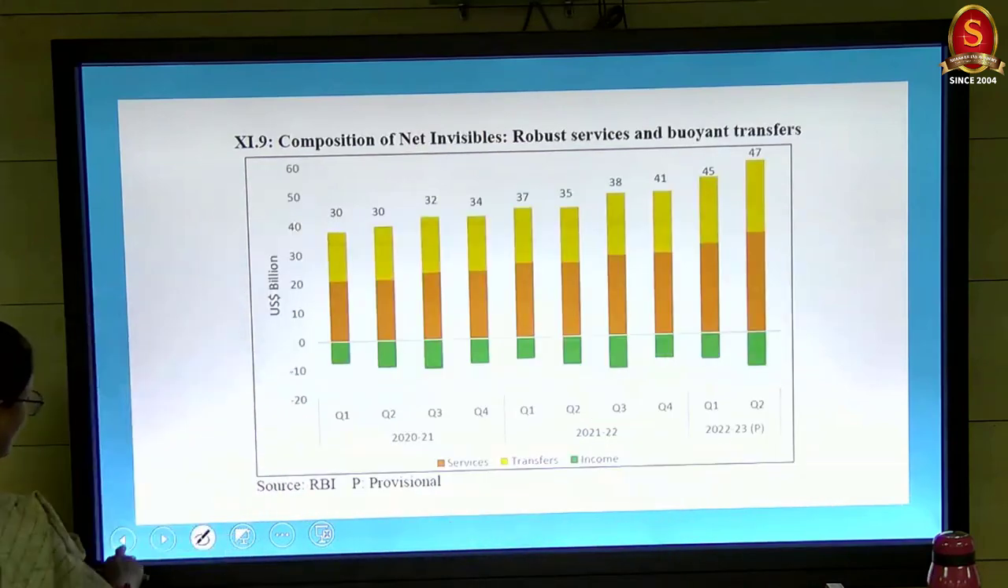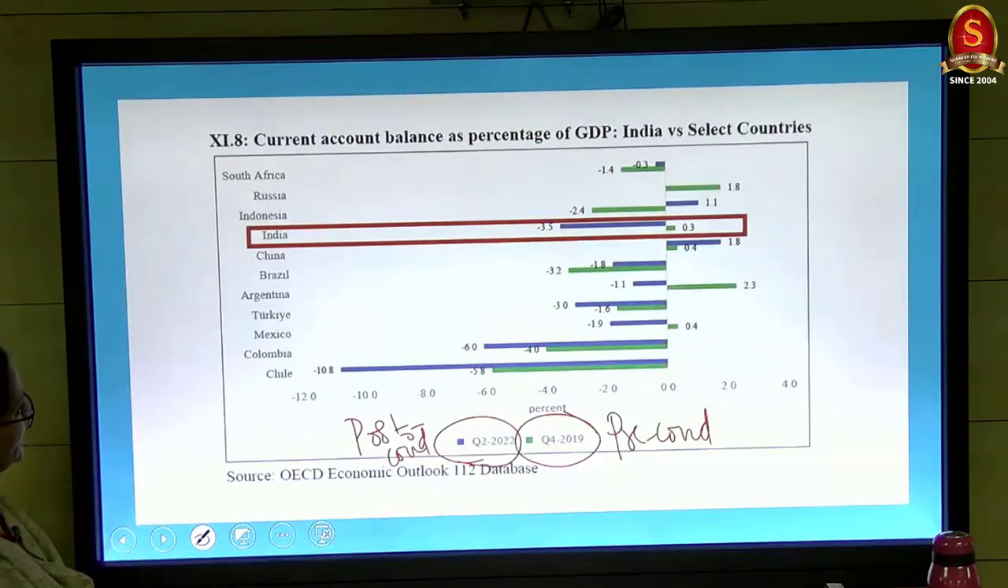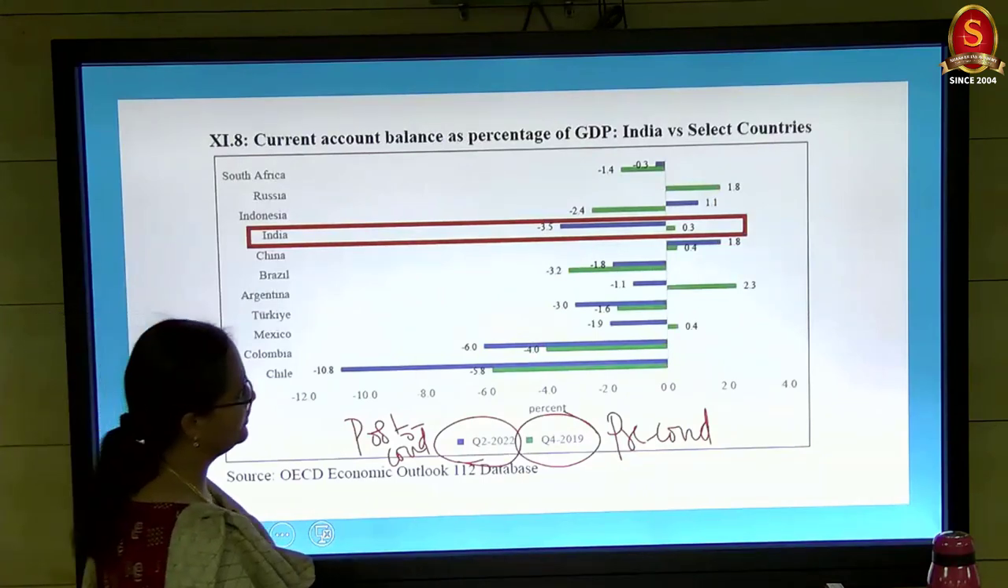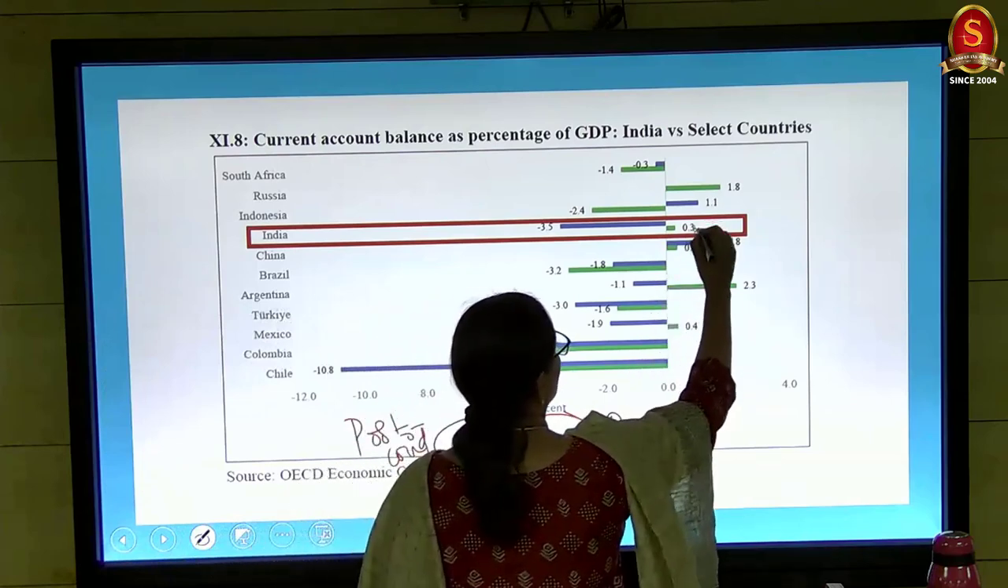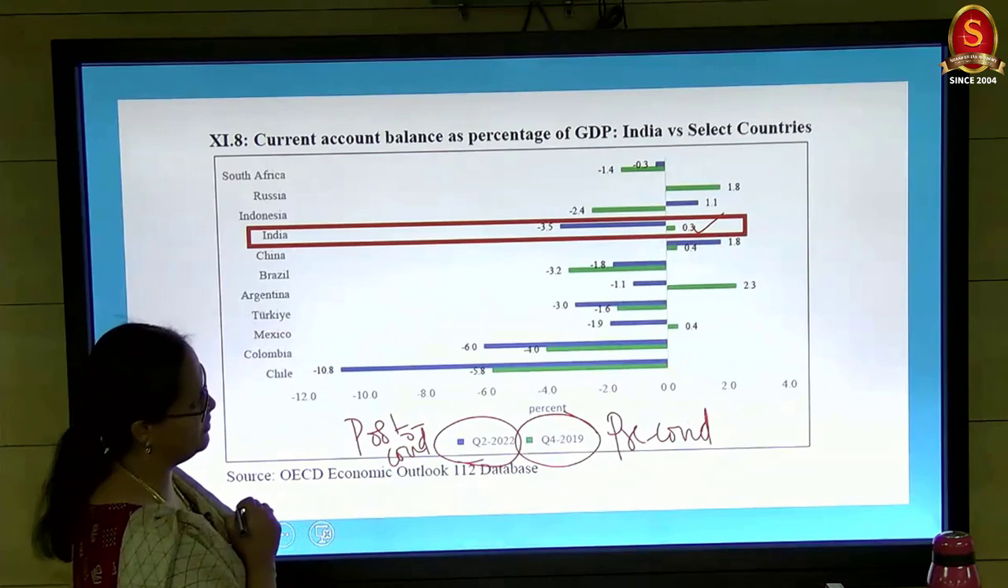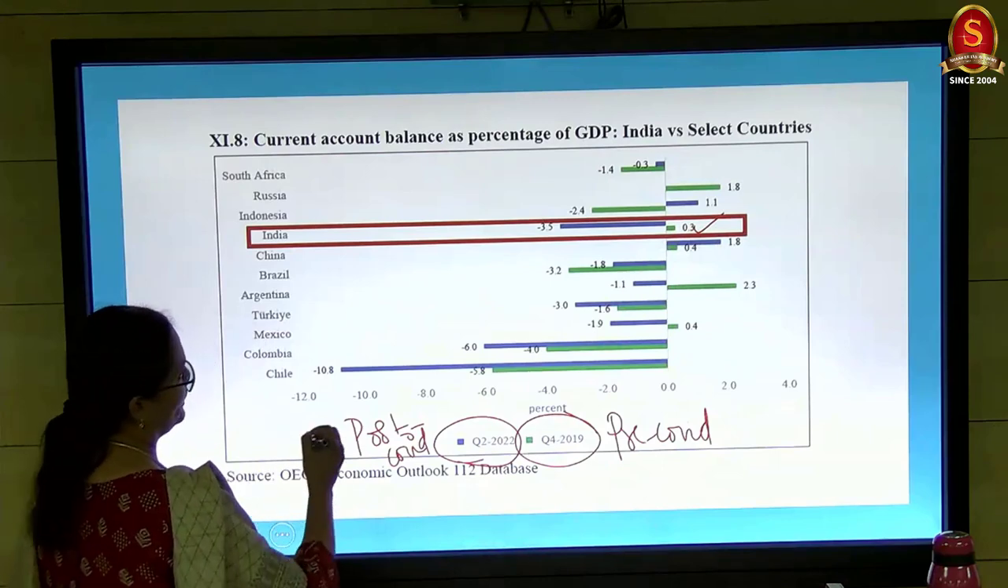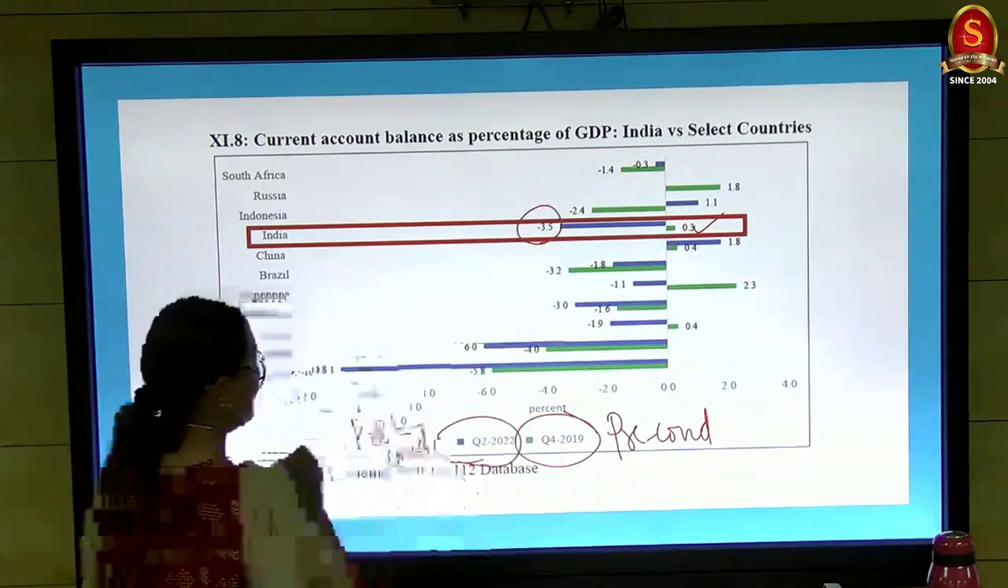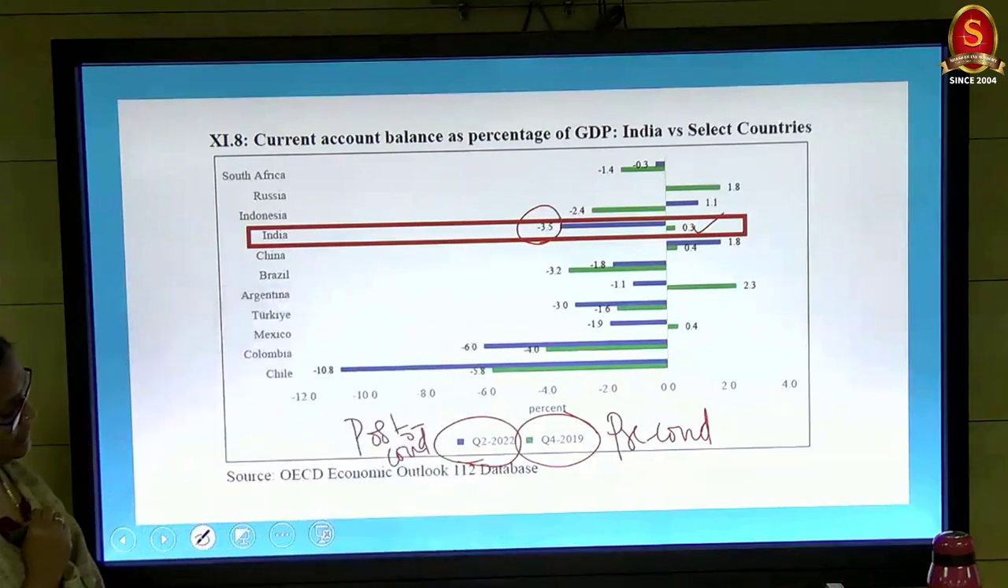So you can see that India, we have highlighted the data. Slightly it was on the surplus side, current account balance as percentage of GDP. But now it is very much on the negative side, mainly to indicate that we have to pay a lot for the imports. You remember our formula C plus I plus G plus X minus M, right? So in that, that X minus M will become negative.